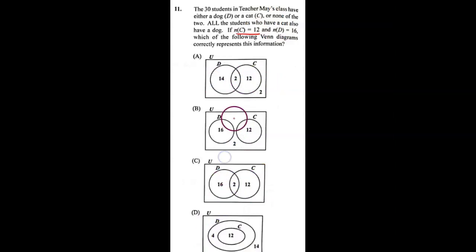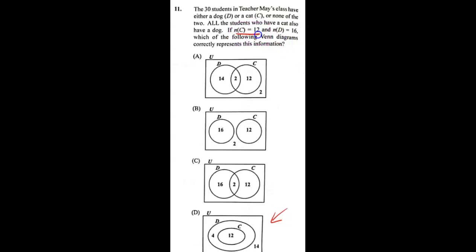So in this question here, number 11, we speak about two groups, right? Either having a cat or a dog, or none of the two. All the students who have a cat also have a dog. So it means that if you have a cat, you also have a dog. So it means cat is in dog, right? Meaning the group with cat is also in dog, which kind of looks like this set down here. But let's check the numbers.